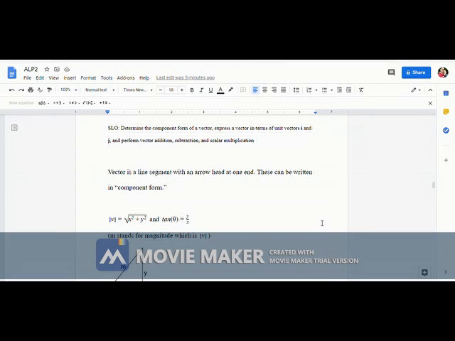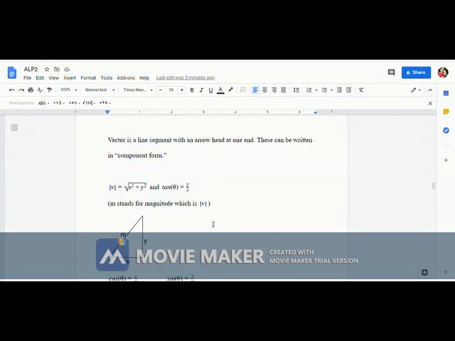In this video, we are going to be working on component form of a vector, being able to express a vector in terms of i and j, and performing vector addition, subtraction, and scalar multiplication with those vectors that we have. So, first, this component form is a way of writing a vector in a simpler form to be able to add and subtract them and stuff.